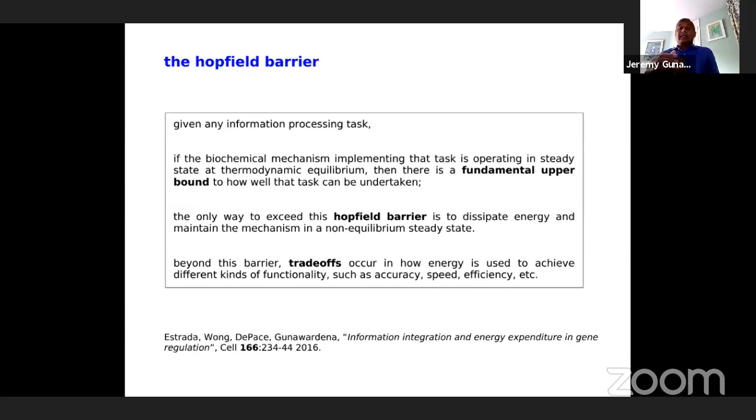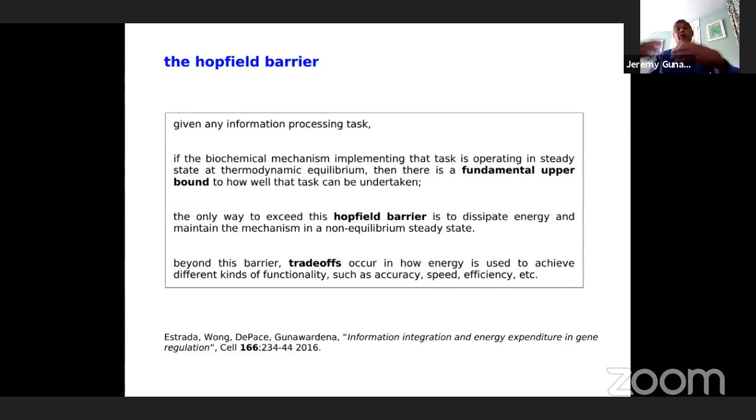The only way to get beyond this Hopfield barrier is to expend energy, take the system away from thermodynamic equilibrium. And in the context of Hopfield's discrimination, he makes the argument that if you put enough energy into it, you can make the error ratio as small as you like. Is that true for other information processing tasks? That's not so clear, but this is the kind of question you begin to ask once you take this perspective.